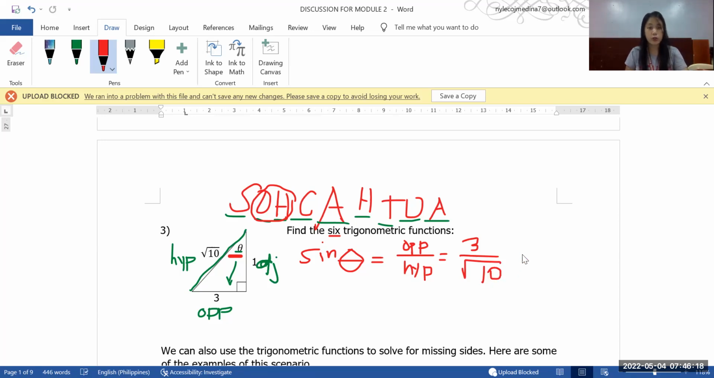Or you can use your calculator, because 3 over square root of 10 has a square root, so try to find the decimal. And you can do that using your calculators. So that is just equivalent to 0.95. So that is your sine theta.